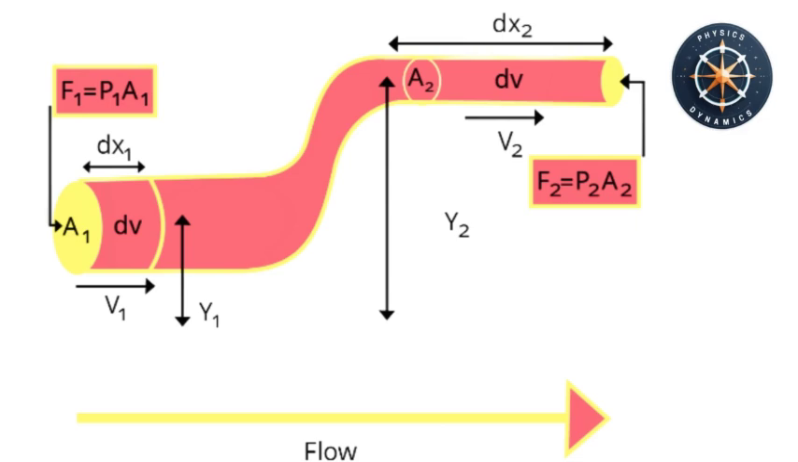Some of the key assumptions that you have to keep in mind while deriving this equation are that the fluid is incompressible, as well as it is steady, means it does not change with time. The fluid is non-viscous, means there is no internal friction, and the flow of the fluid occurs along a streamline.